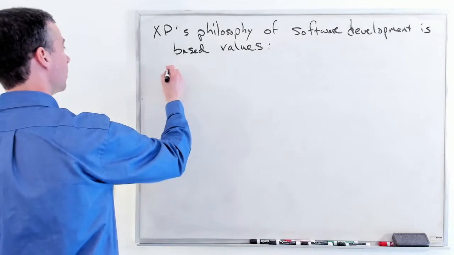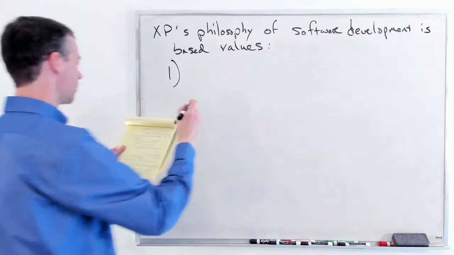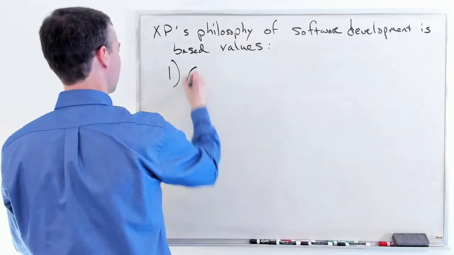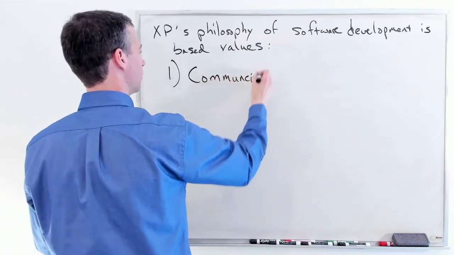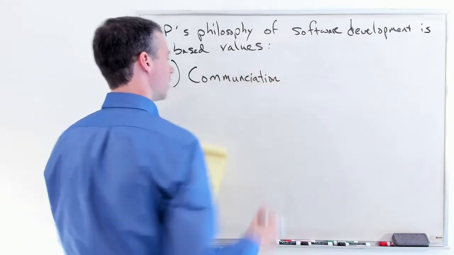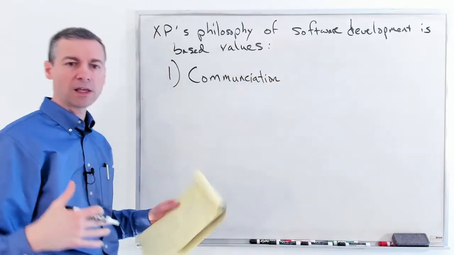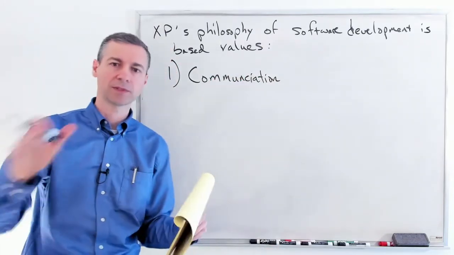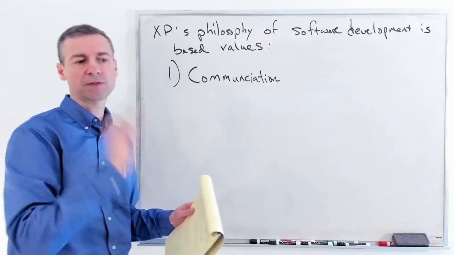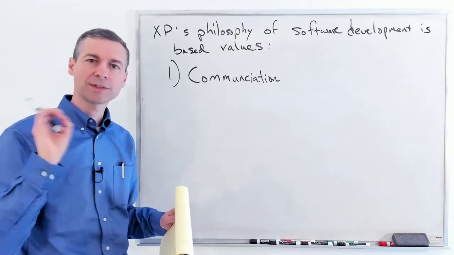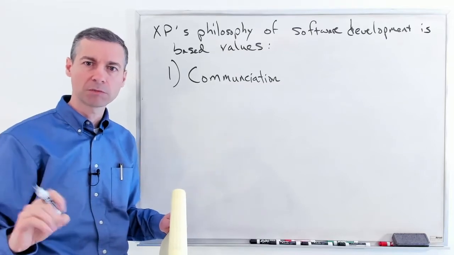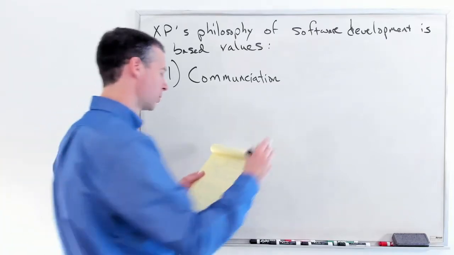All right. So the most important thing value-wise in XP is communication. And so Beck is telling us that, and this isn't just about a successful extreme programming team, what he's really getting at is if you want to have a successful software development team, communication is the most important thing.